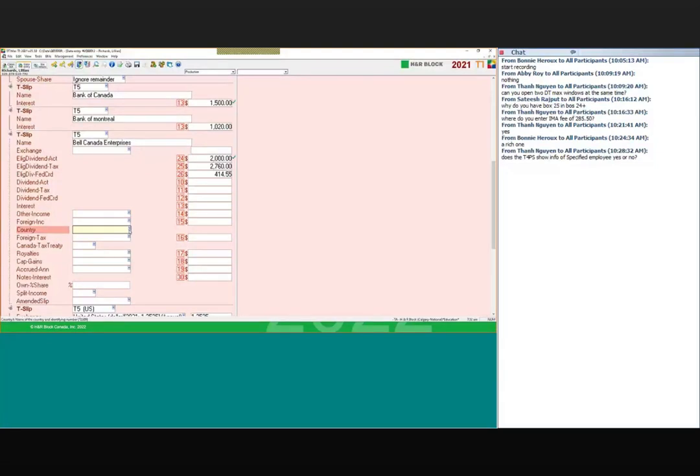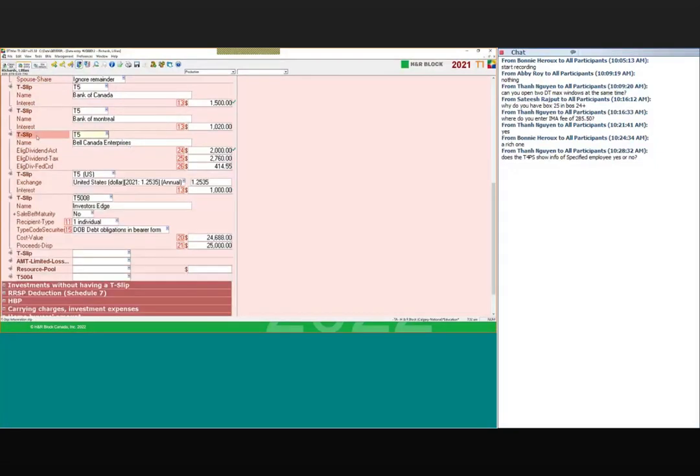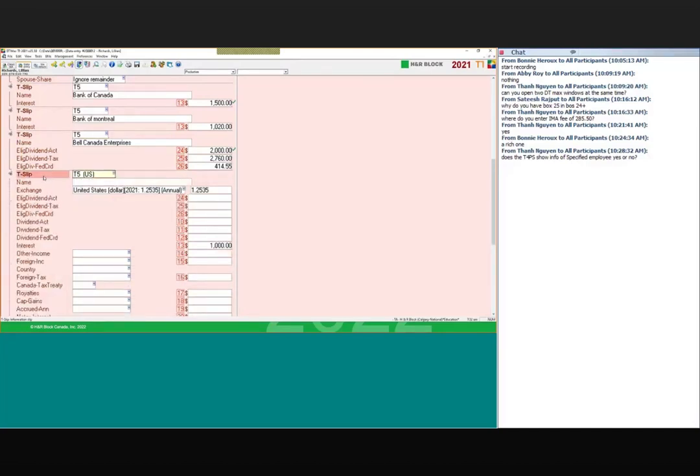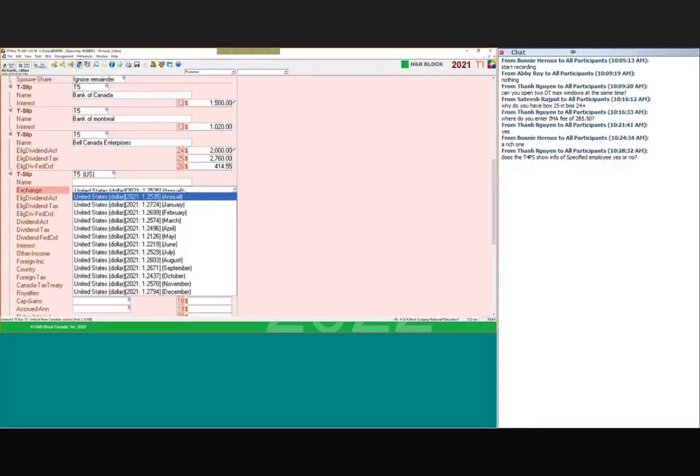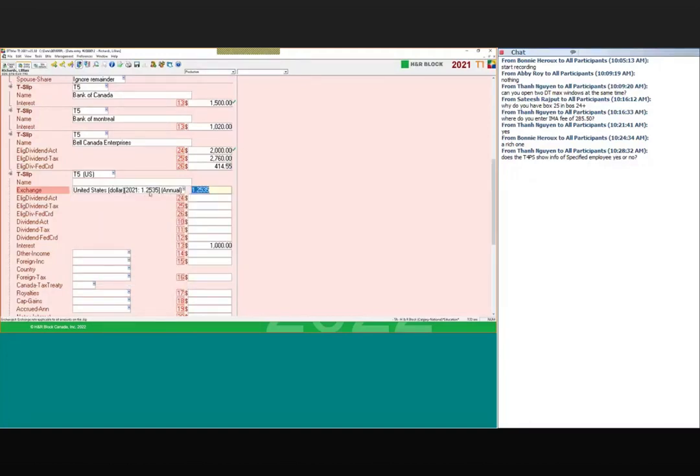All right, so let's go to a T5. We're going to select a new T5 here, and we're going to enter in box 13 $1,000. Again, this is not in your in-class exercises. But we selected T5 US. So again, I showed you before, there's the exchange rate. We're going to select the annual rate, and we're going to type in 1.2535.